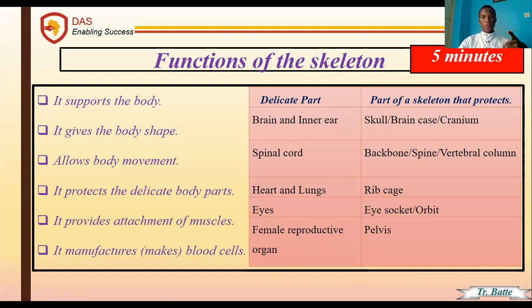They will ask you this question. Which body organ is protected by the skull? The answer is brain or inner ear. This pinna here, I know all of you have studied the parts of the ear. This pinna is the outer ear, but we're talking about the inner ear. So don't say ear, you just say inner ear. Then the backbone protects the spinal cord. The rib cage protects two organs, that's the heart and the lungs. The orbit protects the eyes, and the pelvis or hip bone protects the female reproductive organ.